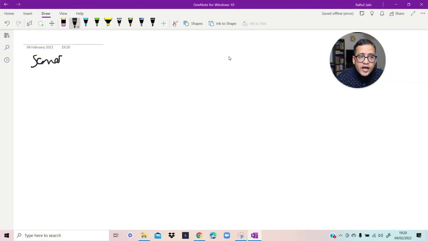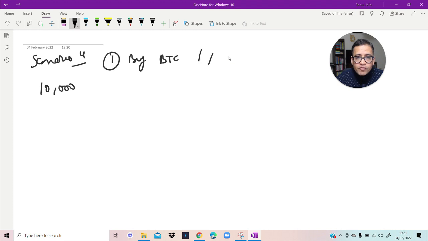Let's move to another scenario, scenario number 4. Okay, in this scenario, what is happening is, let's say again the same example, 10,000, they buy Bitcoin. Okay, so they have to pay 1% TDS.